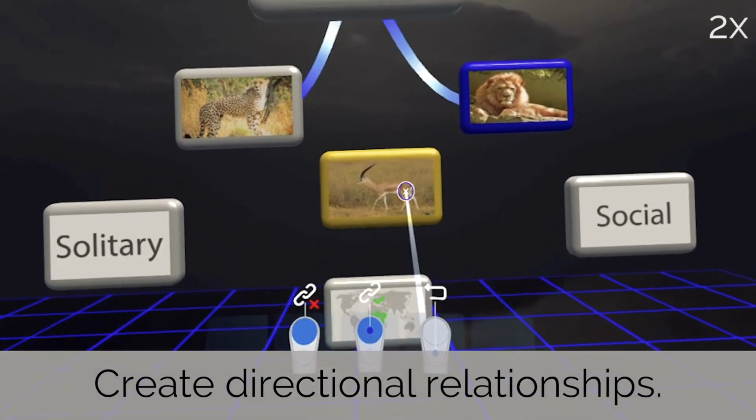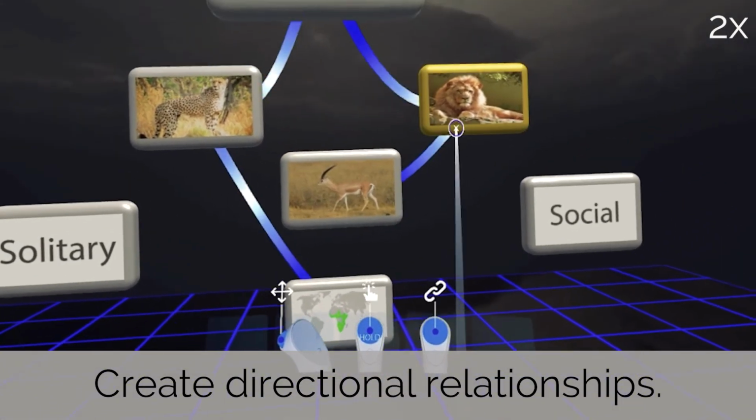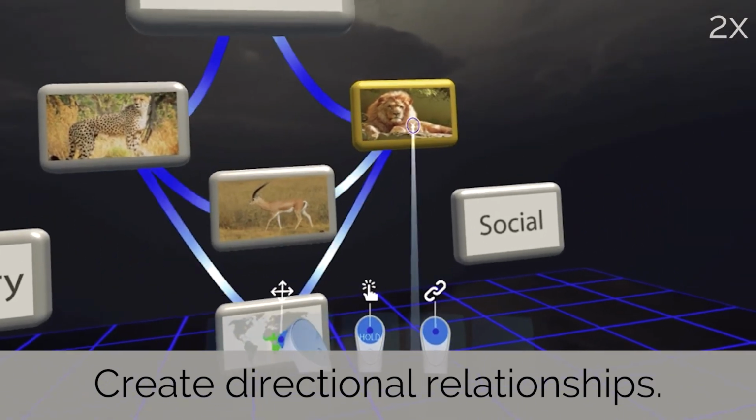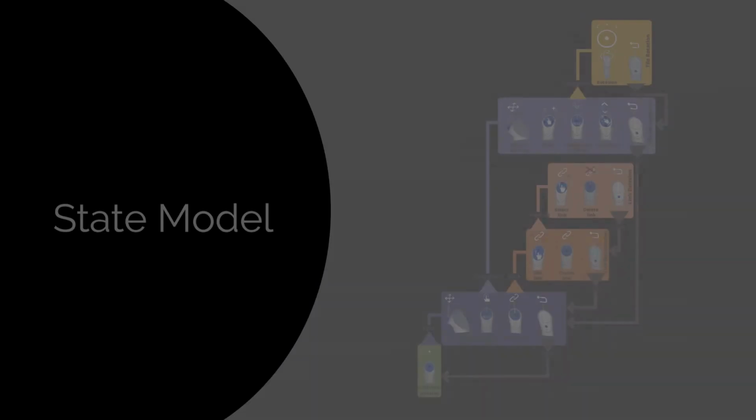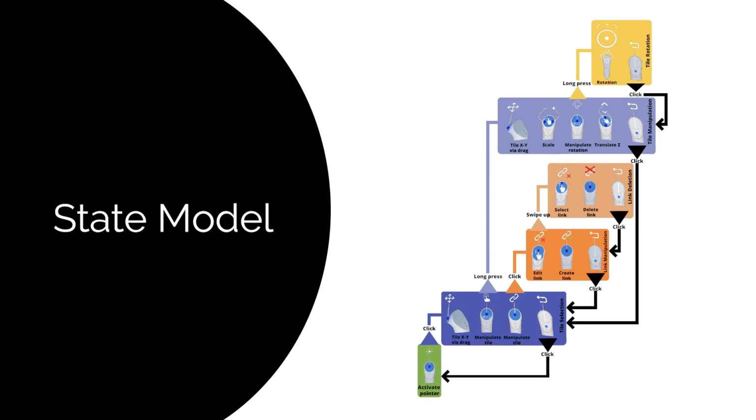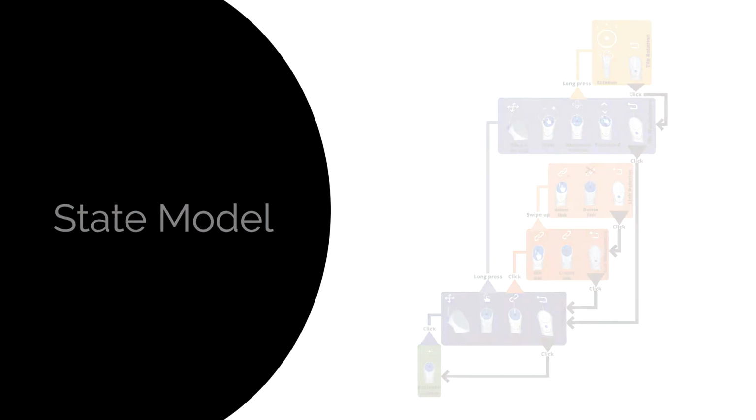Links between tiles can be created, indicating relationships. This is indicated by a pulsing blue line and is directional. Entry into and out of each state of interaction was controlled by a state model.